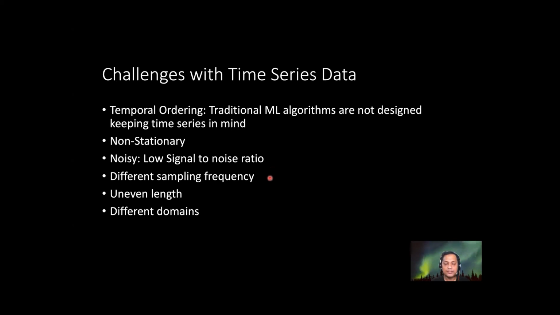Often, for any time series task, like forecasting or classification, we have not one time series, but multiple time series. And these time series may have different sampling frequency or different length. Finally, time series comes from different domains. The nature or pattern of the data changes from one domain to another domain, from one use case to another use case.